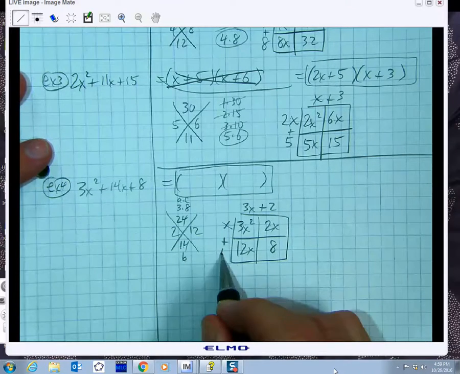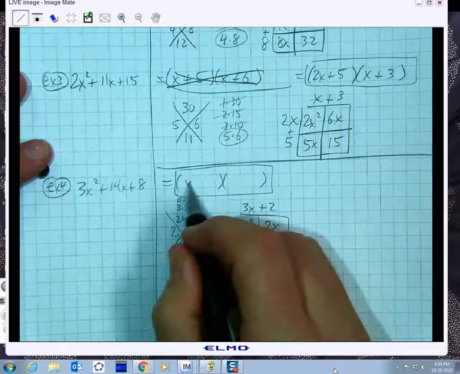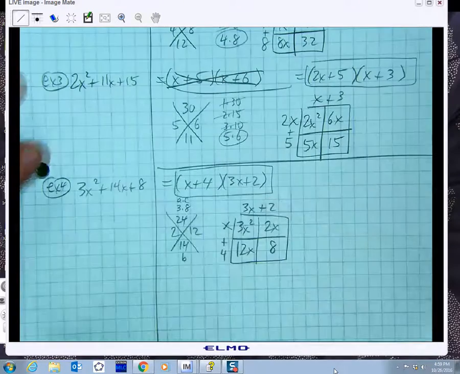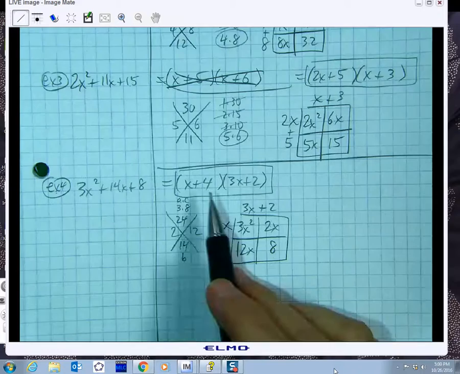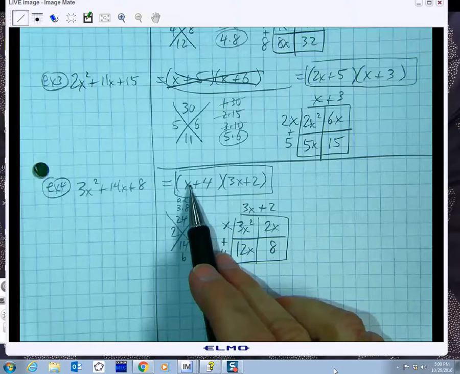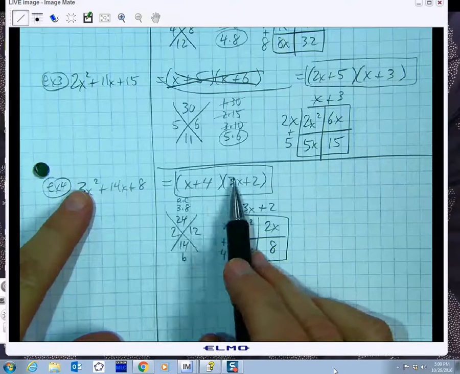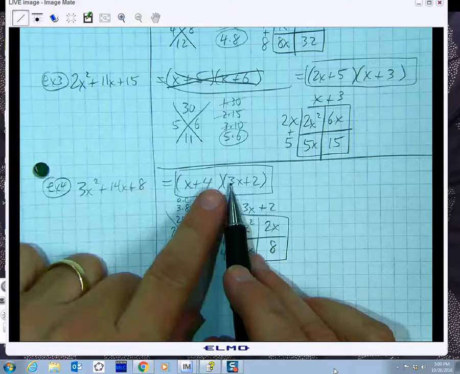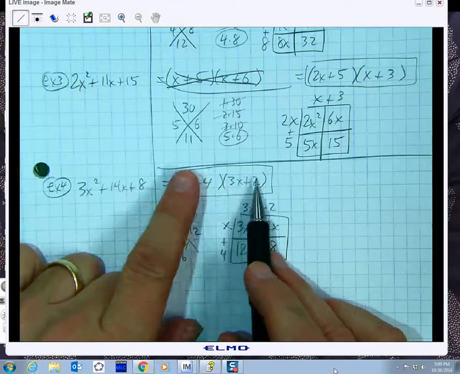And I think we've got it, folks. It's x plus 4 times 3x plus 2. And we can check our work fairly quickly with foiling, and you could do it in your head. X times 3x is 3x squared. Of course, you have 4 times 2, which is 8. Then we have the middle terms. 12x plus 2x is 14x. Looks like we got it.